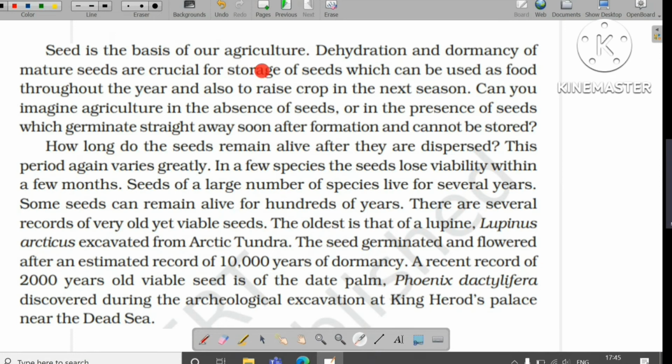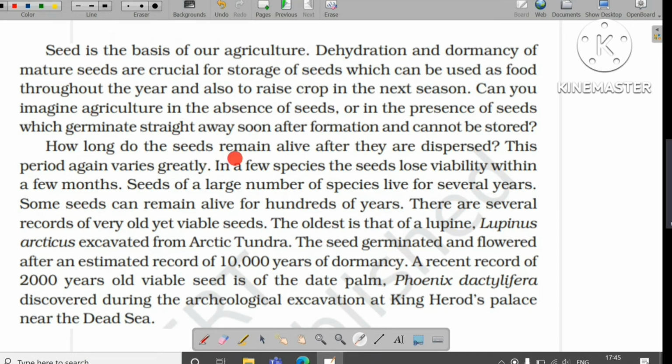Seed is the basis of our agriculture. Dehydration and dormancy of mature seeds are crucial for storage of seeds, which can be used as food throughout the year and also to raise crop in the next season. Can you imagine agriculture in the absence of seeds or in the presence of seeds which germinate straight away soon after formation and cannot be stored?